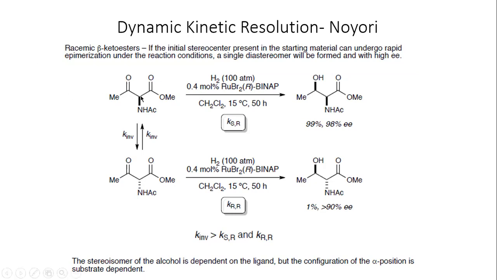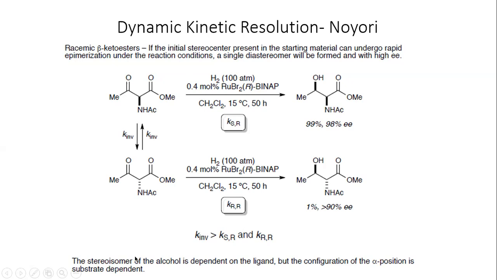So if you can epimerize the stereo center right here, that's why they use the malonate like this, because that makes this proton that much more acidic. So it's easier to remove it and scramble that stereo center. If you can rapidly interconvert between two epimers, then you can see right here, the dynamic kinetic resolution is happening in real time. So this epimer right here will give you the SR isomer in 99% yield and 98% EE. And then the other enantiomer gives you this product, 1% yield and greater than 90% EE, right?